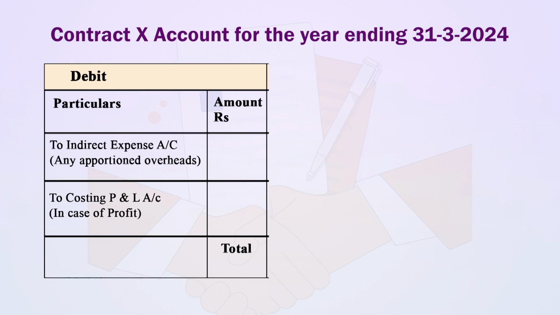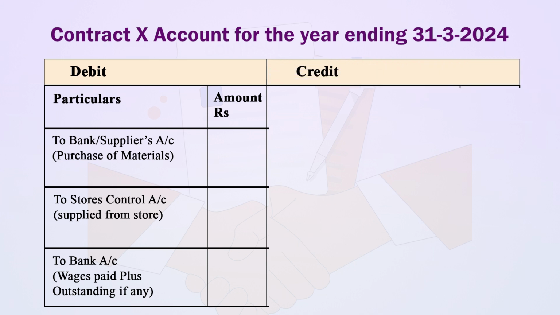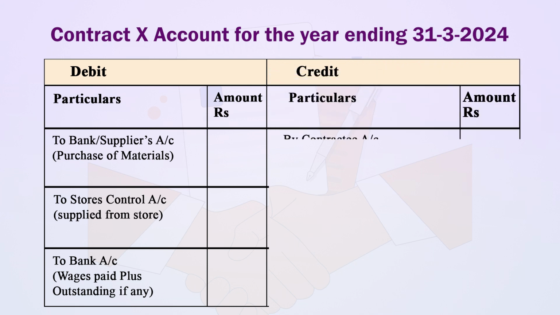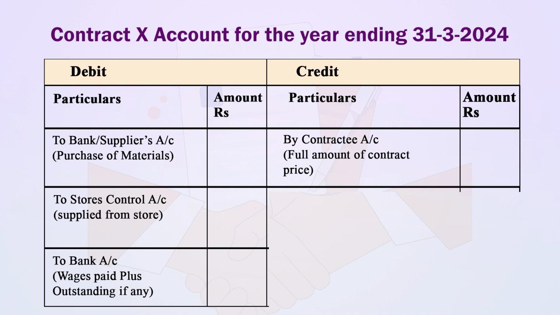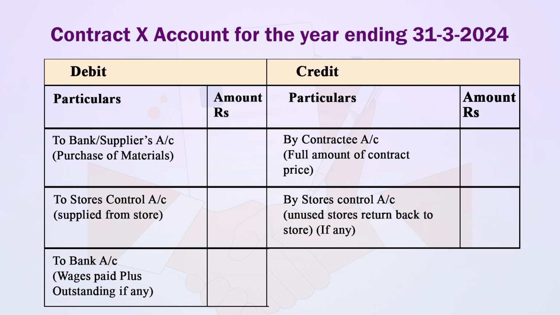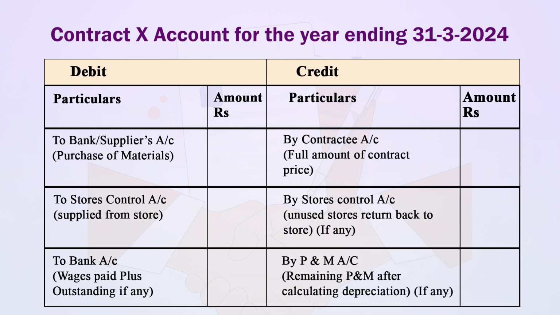Now let us have a look at the credit side. On credit side, first entry is by contract T account, it is by the full amount of contract price as contract is completed. Second is by stores control account, it is for unused stores returned back to stores if any given in example. Next one is by plant and machinery account, it is for remaining plant and machinery after calculating depreciation.